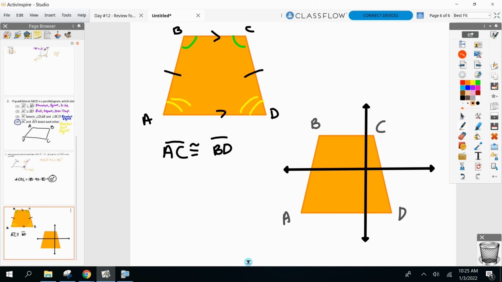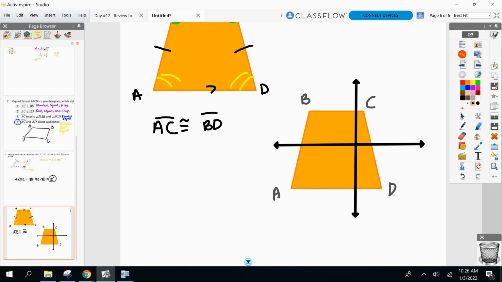First of all, what formula am I going to need here? Just a trapezoid, not isosceles. I just want to prove it's a trapezoid. I'm going to need slope, because what are you going to have to show me about BC and AD? That they are parallel. So you need to show me the slopes are equal.